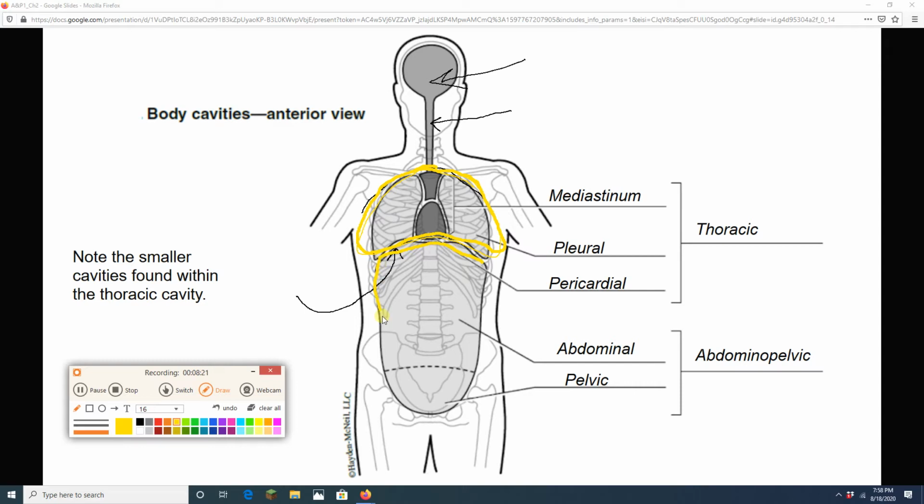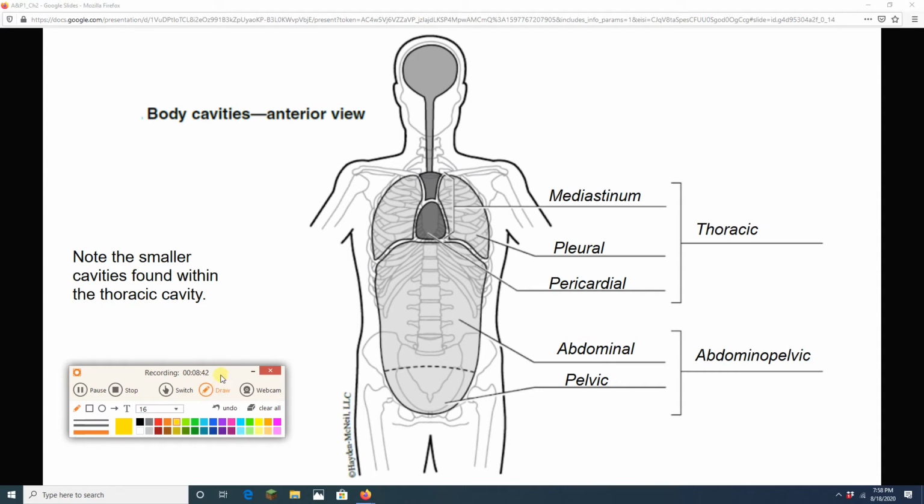Inferior to the diaphragm, we've got the abdominopelvic cavity. All right, we know abdominopelvic is divided into a superior abdominal and inferior pelvic part. What we're about to see is how the thoracic cavity is divvied up. So let's take a look at that.